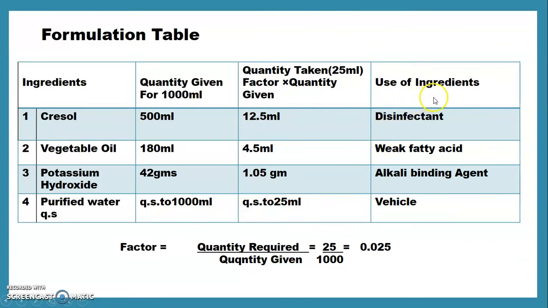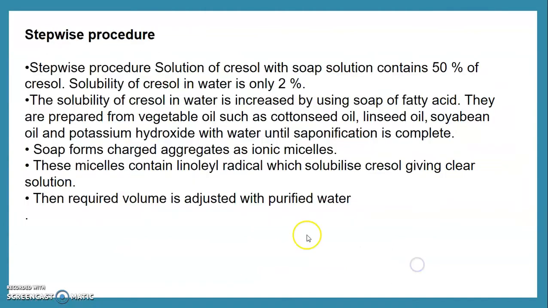Then we see the uses of our ingredients. Cresol is a disinfectant, vegetable oil is a weak fatty acid, potassium hydroxide is an alkali binding agent for preparation of the soap, and purified water is used as a vehicle. Next we see the stepwise procedure. Solution of Cresol with soap solution contains 50% of Cresol. In this we use 50% Cresol.